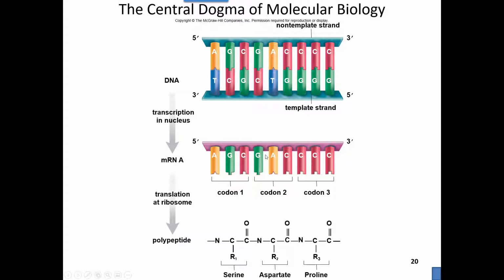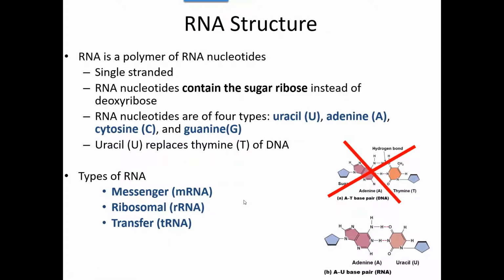compare it to DNA. So RNA is a polymer. It's made up of repeating units of RNA nucleotides. Just like DNA was made up of DNA nucleotides, the A's, the T's, the C's, and the G's, RNA is made up of RNA nucleotides. They're very similar except one. It still has cytosine, it still has guanine, it still has adenine. The only thing it's missing is thymine. Instead, it has a very close cousin to thymine called uracil.